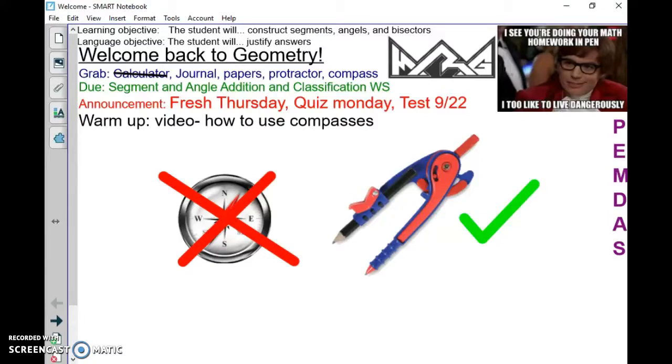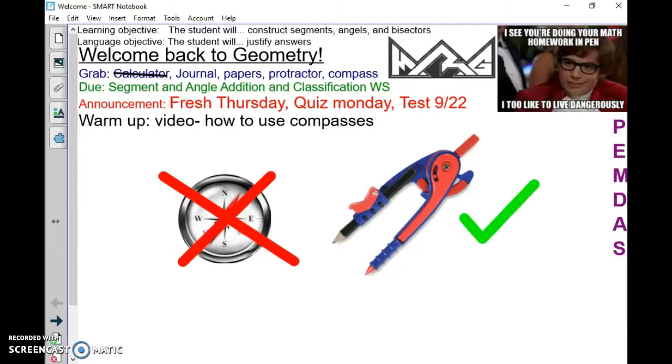So today we are going to learn how to use the tool called a compass. You can see it on the right, not the one on the left. The one on the left is a device for cardinal directions, north, south, east, and west. But what we're using today, like you saw in the warm-up, is used to make circles or arcs. Okay, and we're going to see how to do that today in what we call constructions.